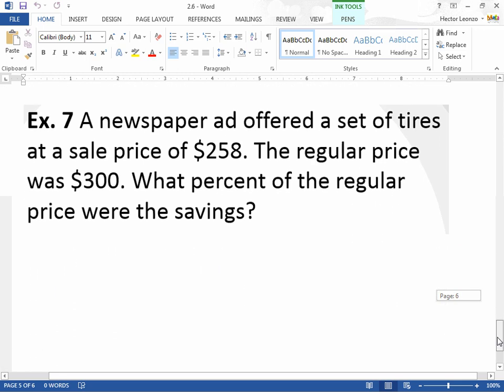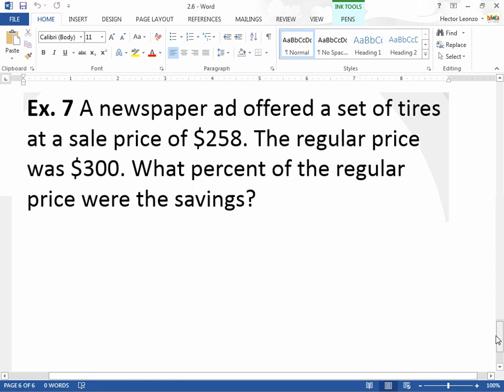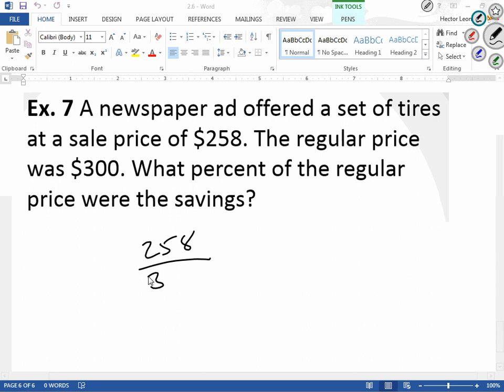Now my last example for this section, a newspaper ad offered a set of tires at a sale price of 258. The regular price was 300. What percent of the regular price were the savings? So we're thinking of proportions. So the sale price was 258 and the regular price was 300. So I'm going to say 258, which is the small part. The entire is 300 is equal to x over 100.